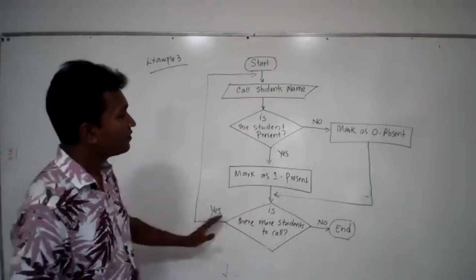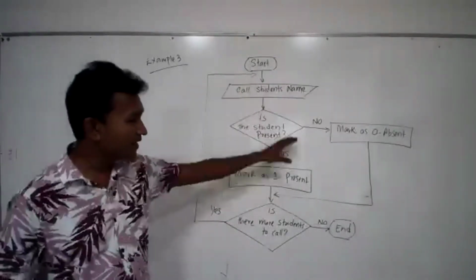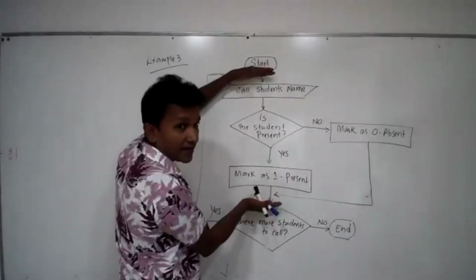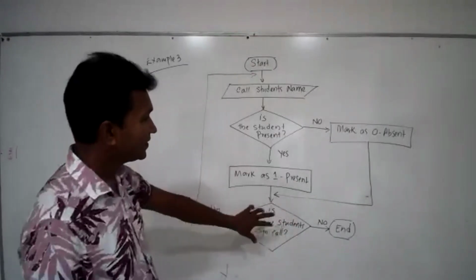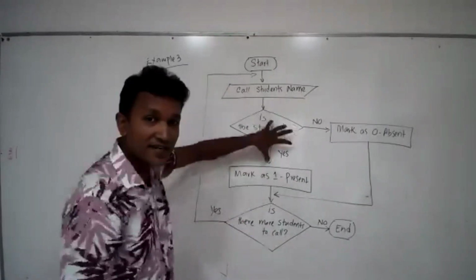So therefore, we can see there is a repetition. Some steps are repeating, right? The block here is repeating again and again until this condition is satisfied. Inside this block, there is a selection.